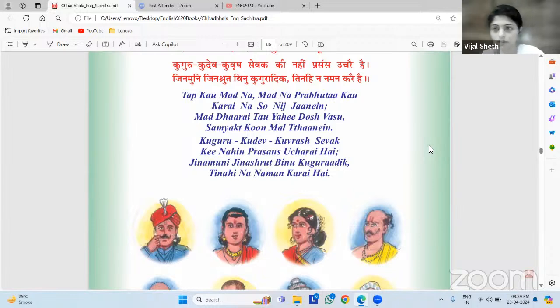So in Ashtapahud, there is one gatha that because of fear, pride, or any kind of lobh, greed, even if there is fear, like fear of my head being cut off, or any kind of lobh of getting something, or any kind of man or pride, one should not bow down to false gods, false gurus, or false scriptures.